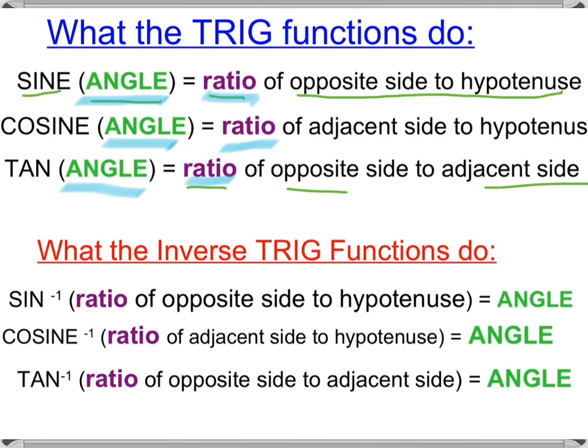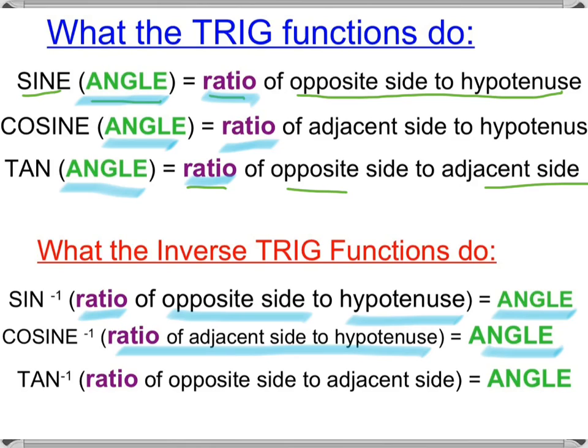Okay, the inverse trig functions do the opposite. You put in the ratio, and you get back the angle. So, for instance, sine inverse: you put in the ratio of the opposite side to the hypotenuse, and it gets you back the angle. If you have the adjacent side and the hypotenuse, then you use the inverse cosine to get back the angle. And finally, with inverse tan, you put the ratio of the opposite side to the adjacent side inside this function, and you get the angle back.